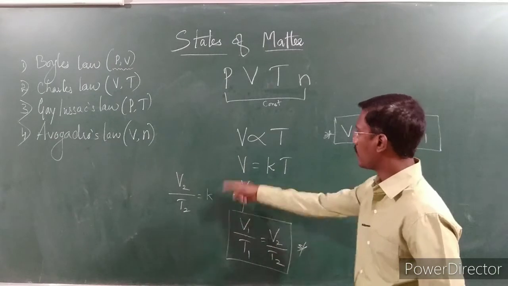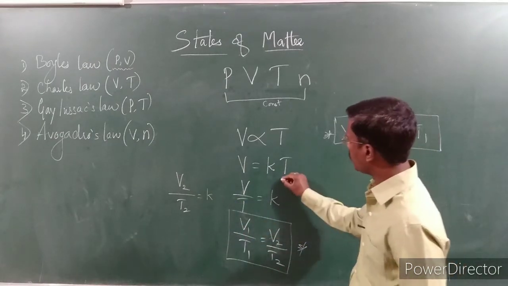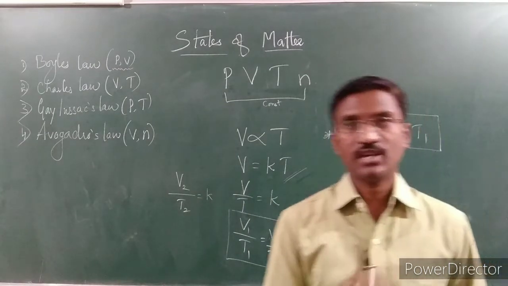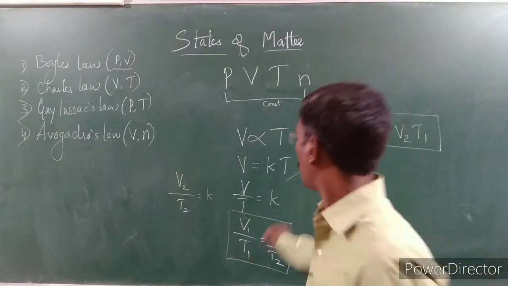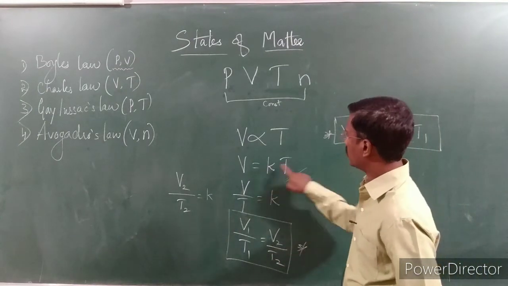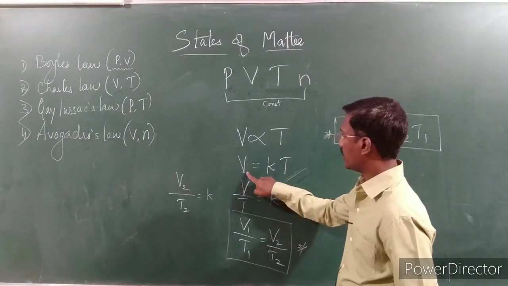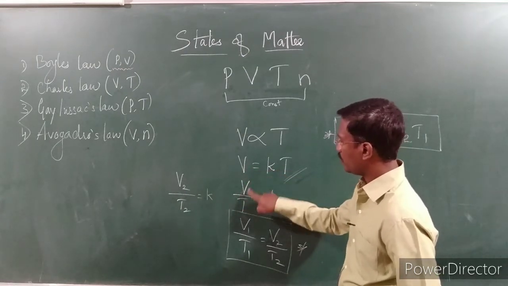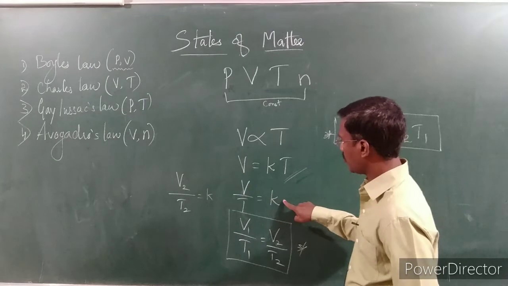Sometimes if we want some extra formula: if you have written up to here, then it is fine, no problem. While writing the Charles law and the mathematical expression, up to here it is sufficient. But I wish that in the notes we continue this one. When we move the temperature to the left side, T becomes divided, so V divided by T is equal to K.